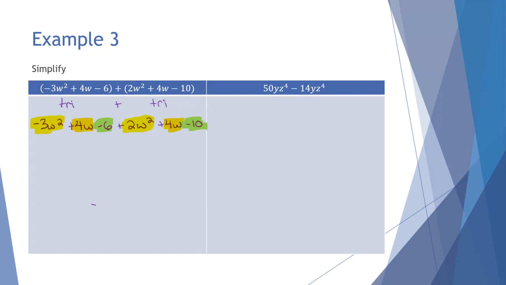So when we combine these, I'm going to go term by term. The minus 3w squared plus 2w squared: negative 3 plus 2 is negative 1, so that's minus 1w squared. And then I have 4w plus 4w. 4 plus 4 is 8, so that's 8w. And then negative 6 plus negative 10 is negative 16. So now we have added two trinomials and got another trinomial out when we combined the like terms.